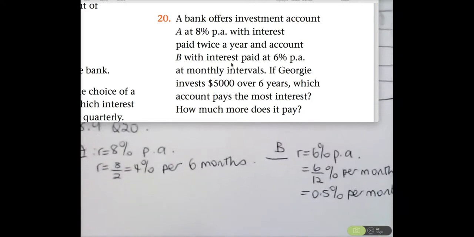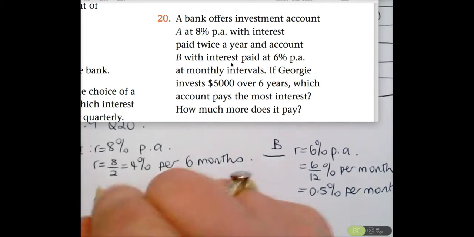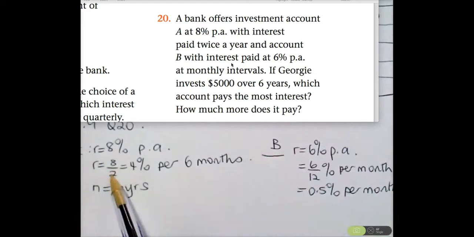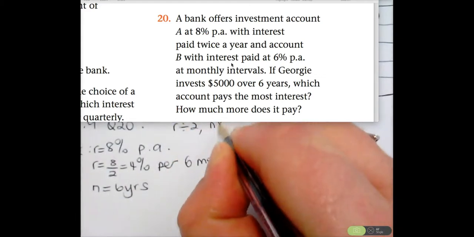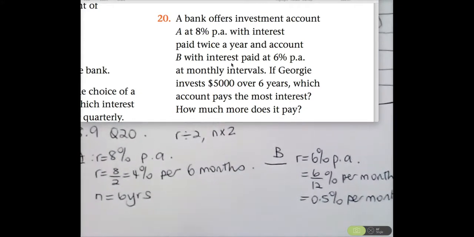Now, I've only done my R there. I still have to do my N's, okay? And then it says if Georgie invests $5,000 over 6 years. So my N is 6 years, but because I divided my rate by 2, here I'm going to write rate divided by 2, N times 2, so that I remember to do it. I'll just make this a bit bigger.